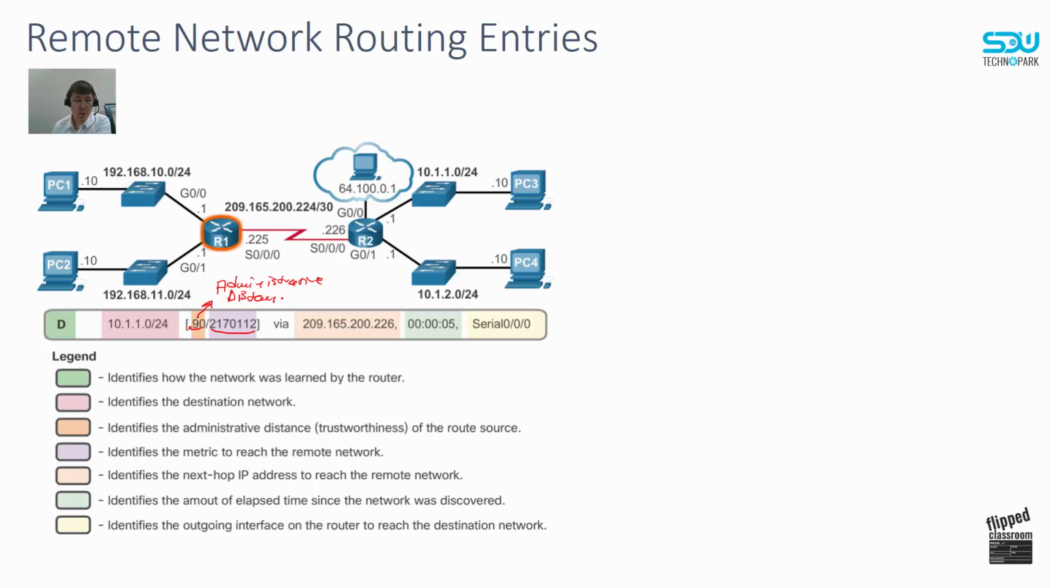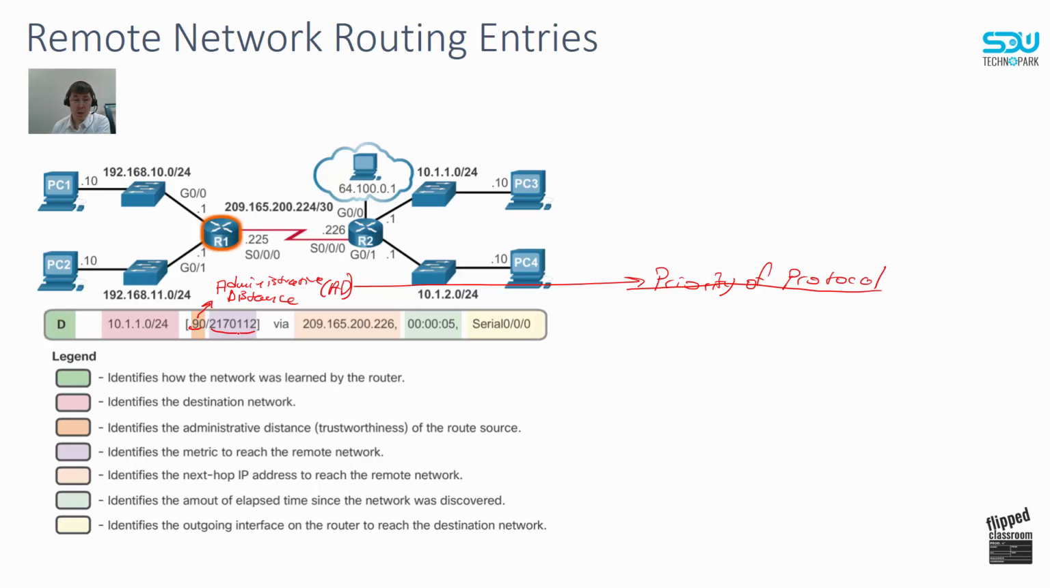Administrative distance, or abbreviated AD. AD is the priority of the protocol, not of the route, which is providing information about this network. We'll speak about it a little bit later.